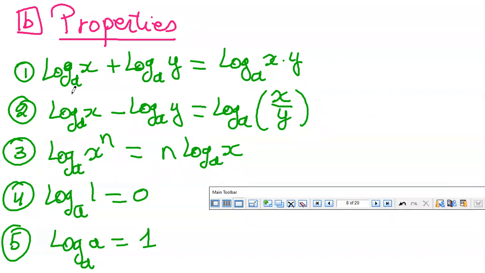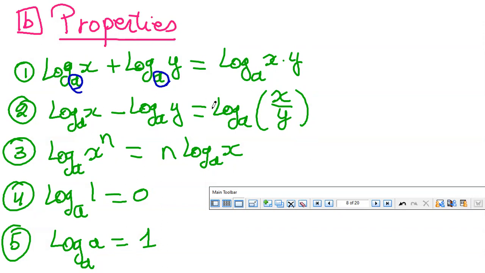Now we move to the properties of log. I should have the same base, if you notice here it's the same base, to be able to use those properties. If here it's base a and here it's base b, I cannot use the same property. So log x plus log y is equal to log of x times y, so plus becomes times. I should have the same base.